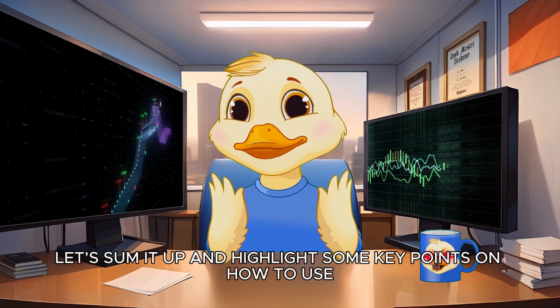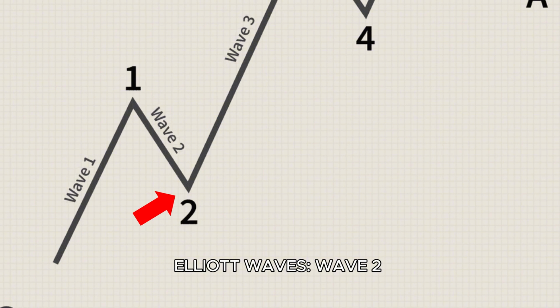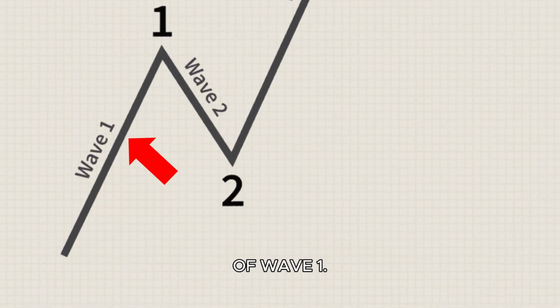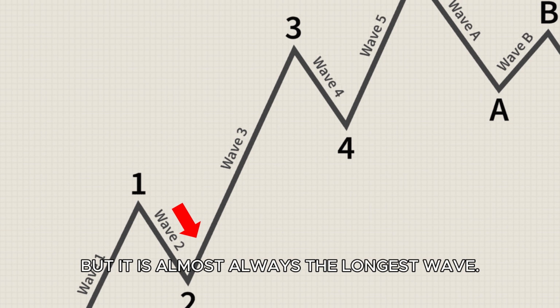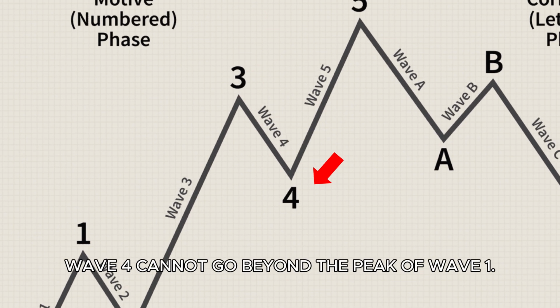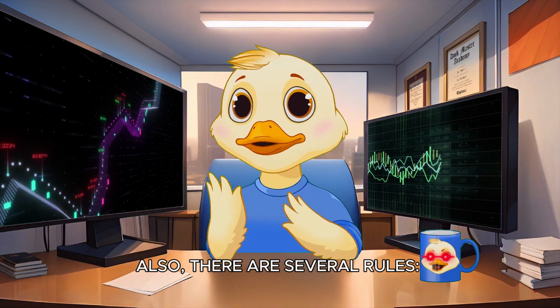Let's sum it up and highlight some key points on how to use Elliott Waves. Wave number 2 never rolls back further than the starting point of wave number 1. Wave number 3 does not have to be the most extended wave, but it is almost always the longest wave. This wave may not be the shortest of the momentum waves. Wave number 4 cannot go beyond the peak of wave number 1. Also, there are several rules.